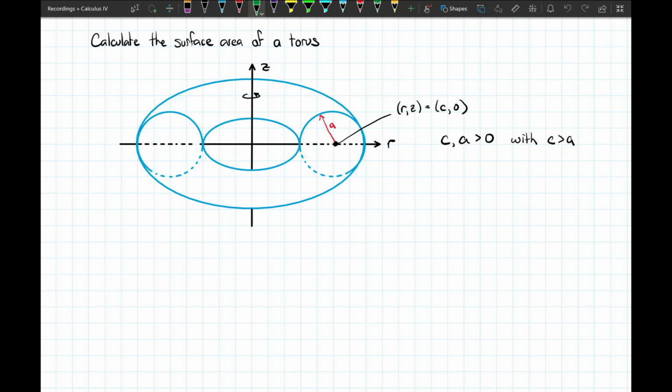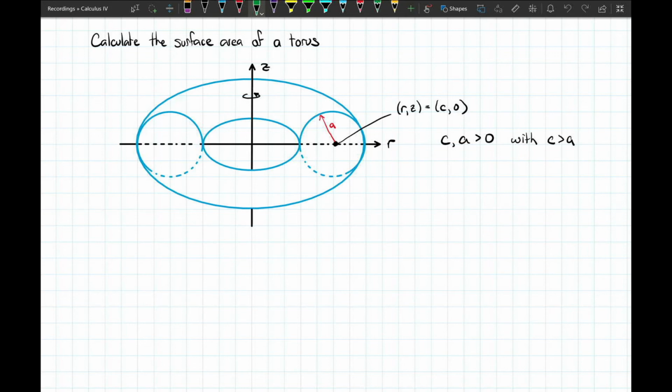So it does make a lot of sense here, if we're going to be revolving anything around the z-axis, to maybe think about cylindrical coordinates first. Let's place a circle, not at the origin, but shifted out this r-axis by some value c. So now the center point is (r, z) equal to (c, 0). And let's suppose that the radius is a.